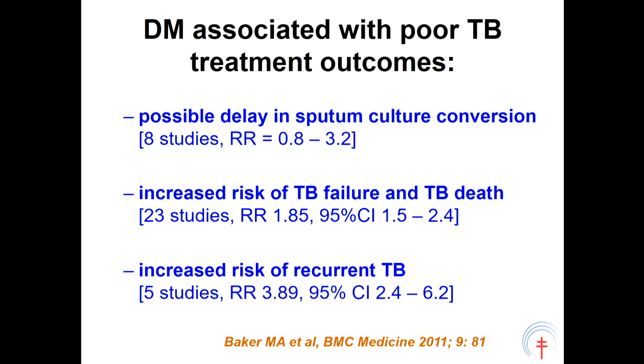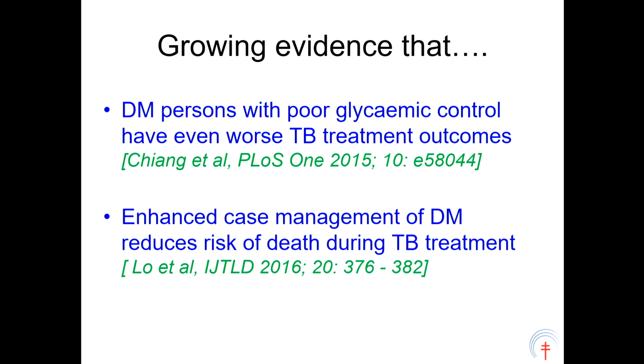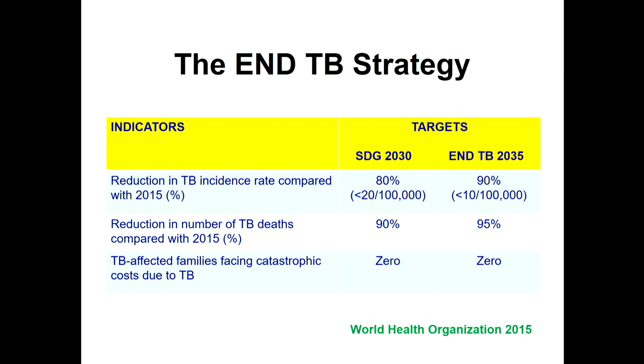In terms of TB treatment outcomes, we know that diabetes is associated with a possible delay in sputum culture conversion. It's associated with an increased risk of TB treatment failure and death during anti-TB treatment, and it's associated with an increased risk of recurrent tuberculosis after successful completion of treatment. And we also have some growing evidence that in diabetic persons who have poor glycemic control, they have even worse TB treatment outcomes. And again, conversely, if you improve that diabetic control, you can reduce the risk of death during TB treatment.